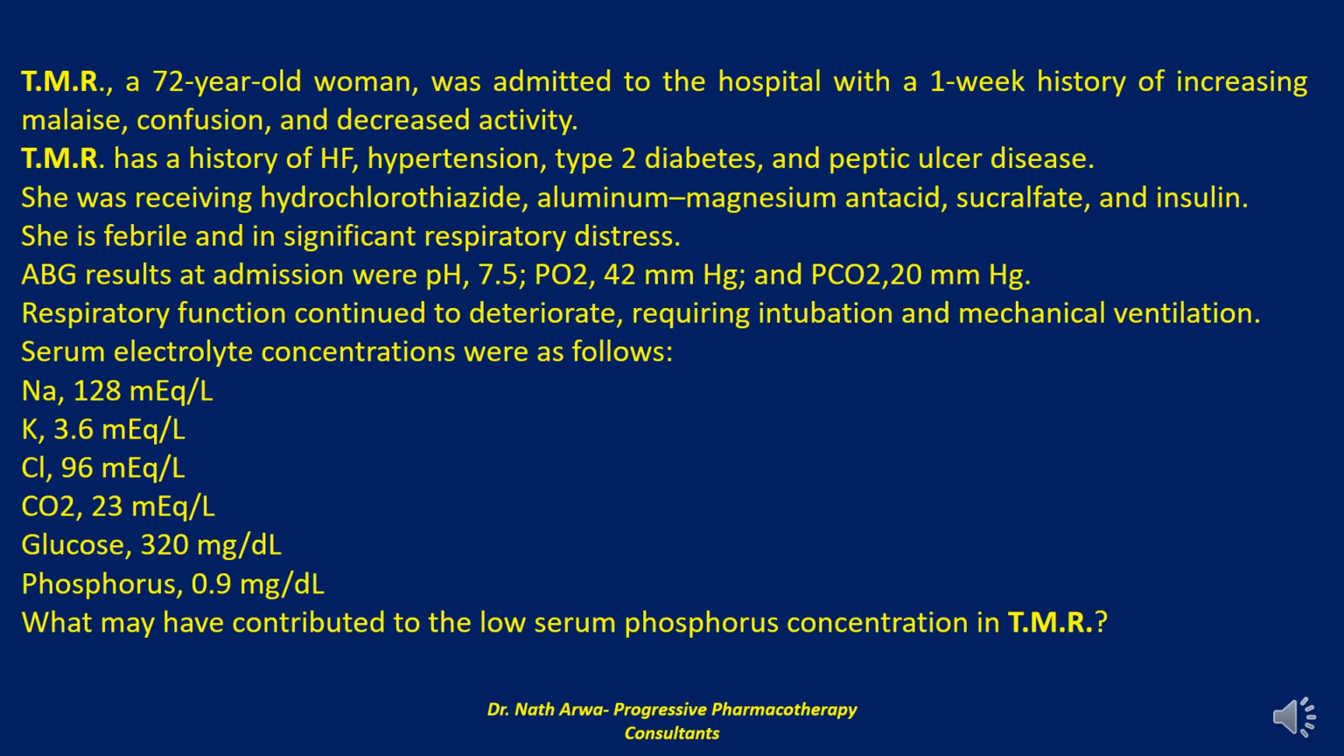Hypophosphatemia can develop as the result of a phosphorus deficiency or secondary to a net flux of phosphorus out of the plasma compartment without a total body deficit. Moderate hypophosphatemia is defined as a serum phosphorus concentration of 1.0 to 2.5 mg per deciliter. A concentration of less than 1.0 mg per deciliter, as in TMR, is considered severe.